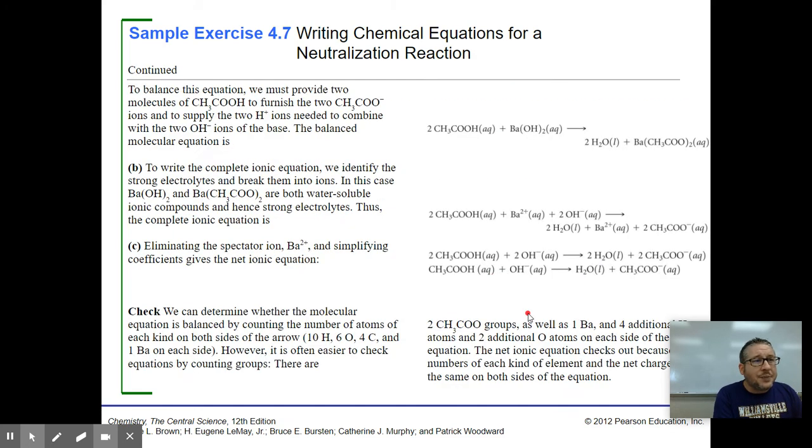So it's all balanced. Well, it's not balanced yet. You have to go and balance it. You then have to write the ionic equation. Again, that's where you dissociate everything. I want to point out something here.